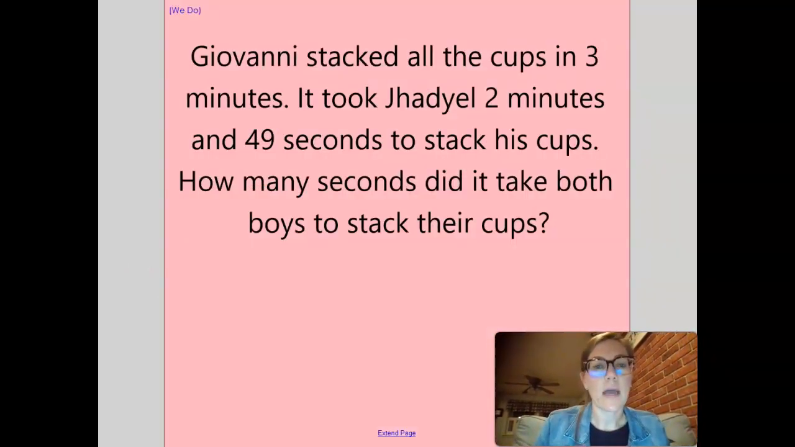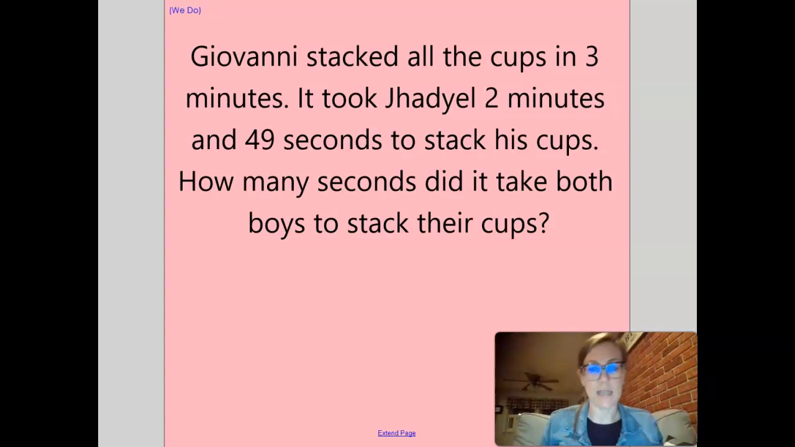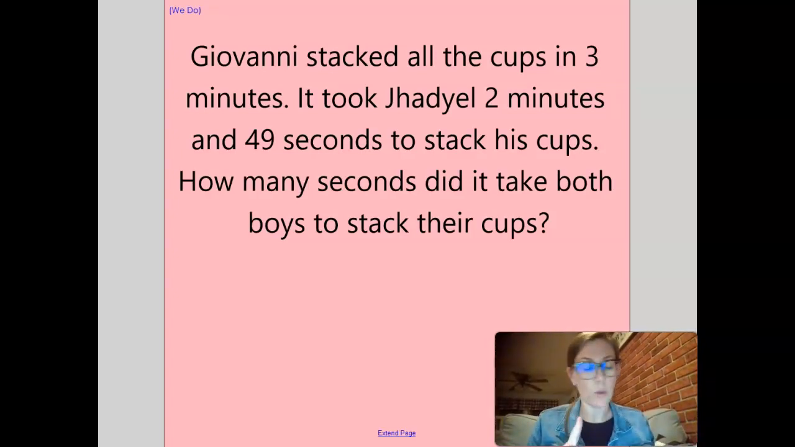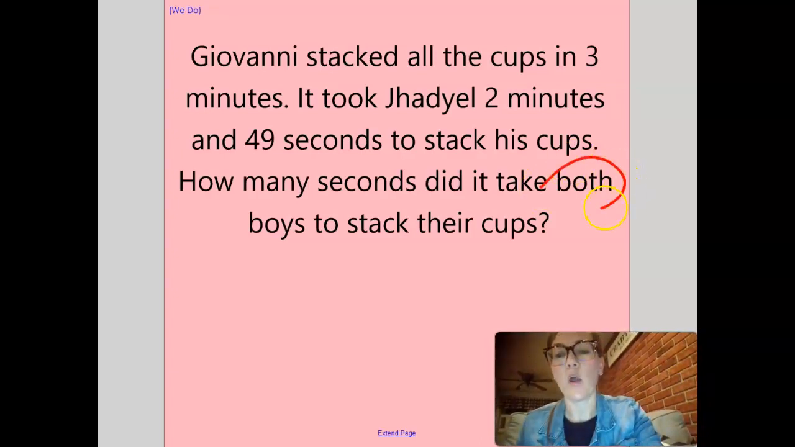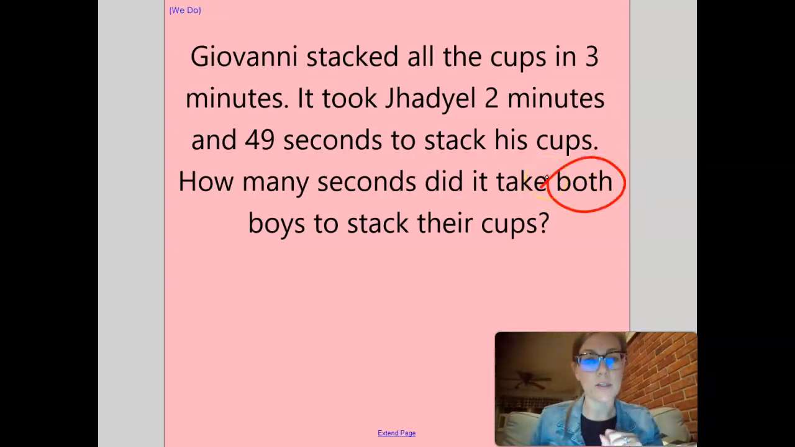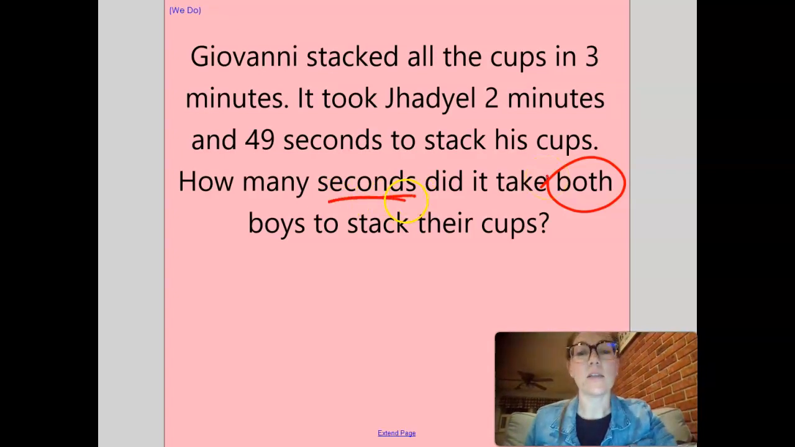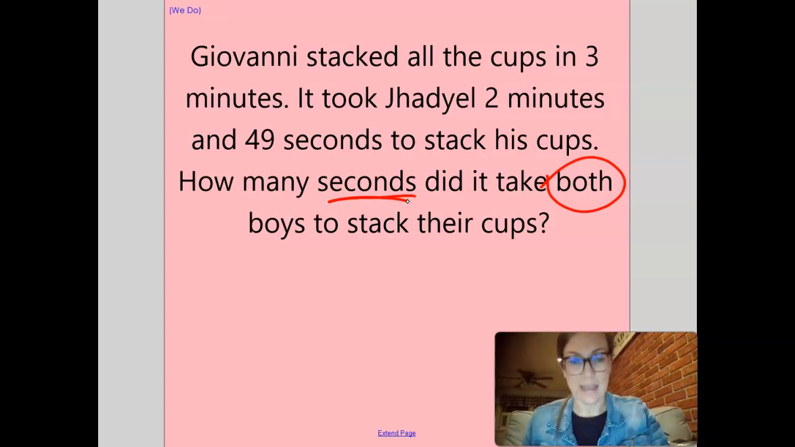Giovanni stacked all the cups in 3 minutes. It took Jadiel 2 minutes and 49 seconds to stack his cups. How many seconds did it take both boys to stack their cups? What does both tell you to do? Add. What's the time word in our answer? Seconds. So everything must be in seconds and we're adding it together. Do we see time words that are already in seconds? Yes, we have the 49. So I'm going to write 49.